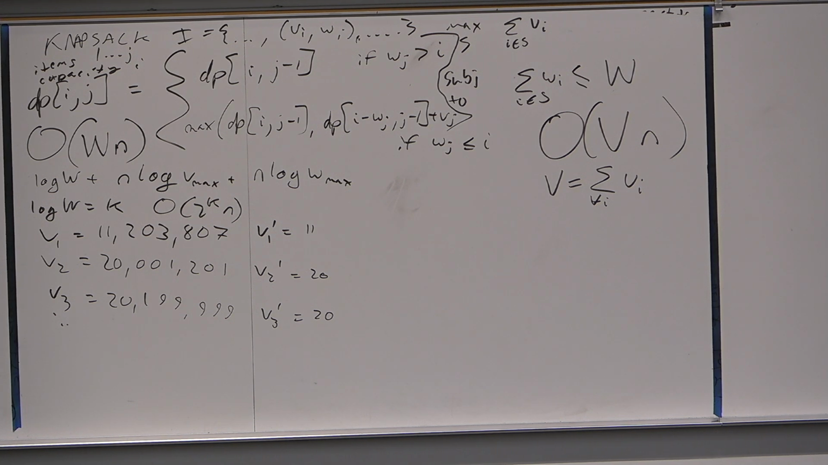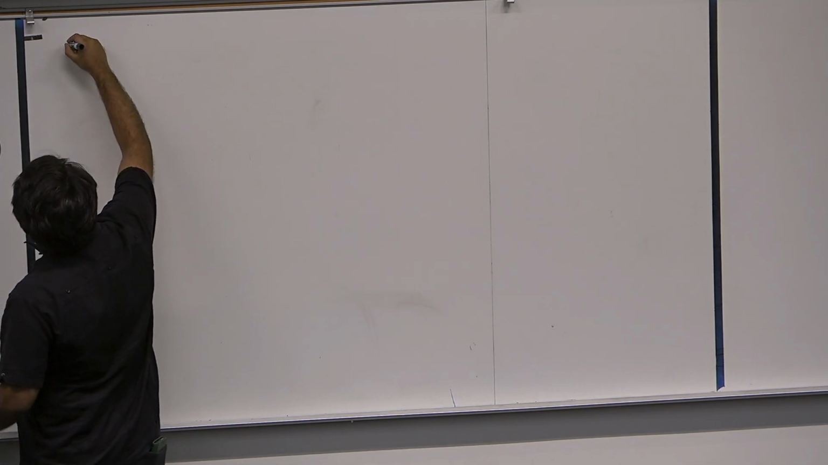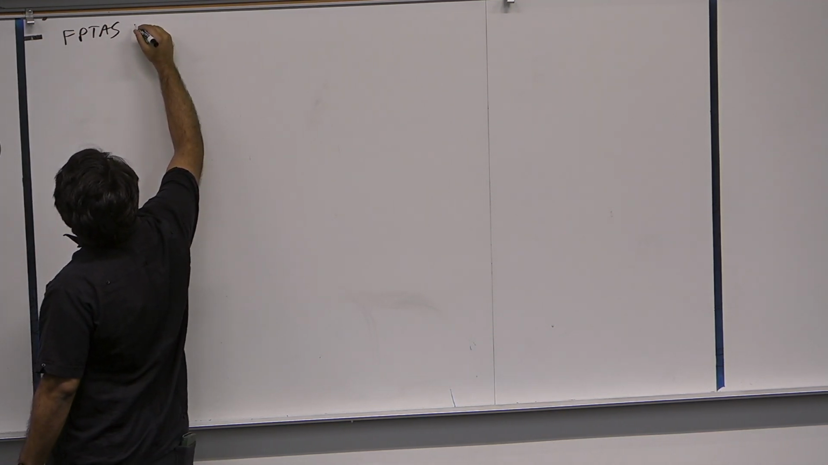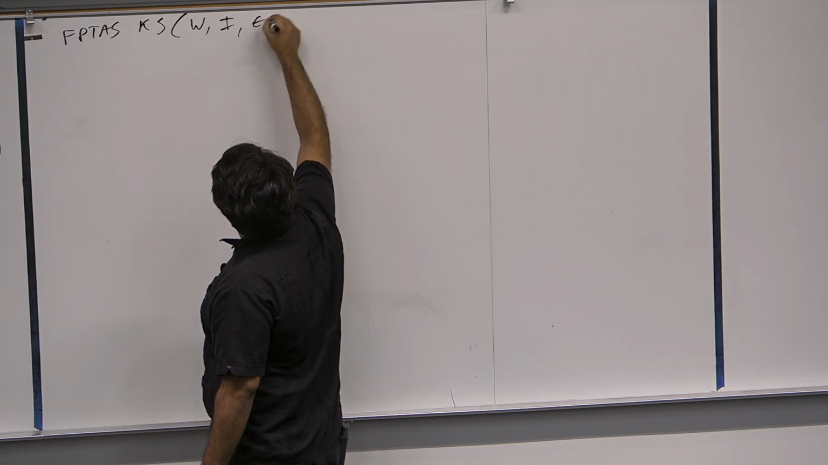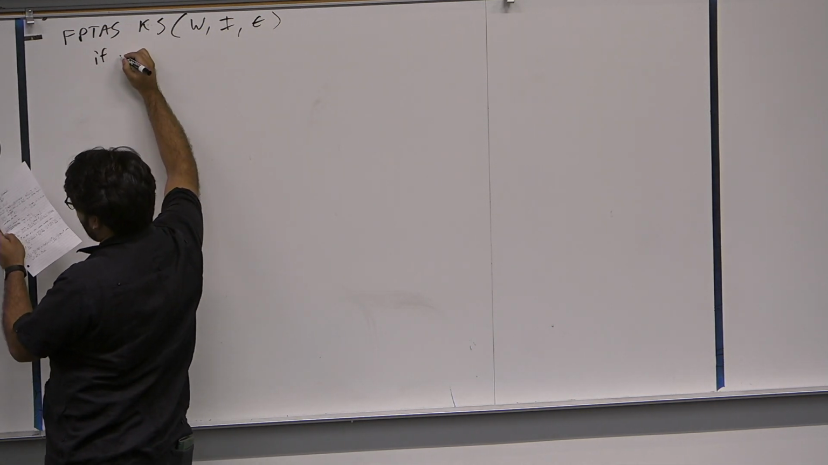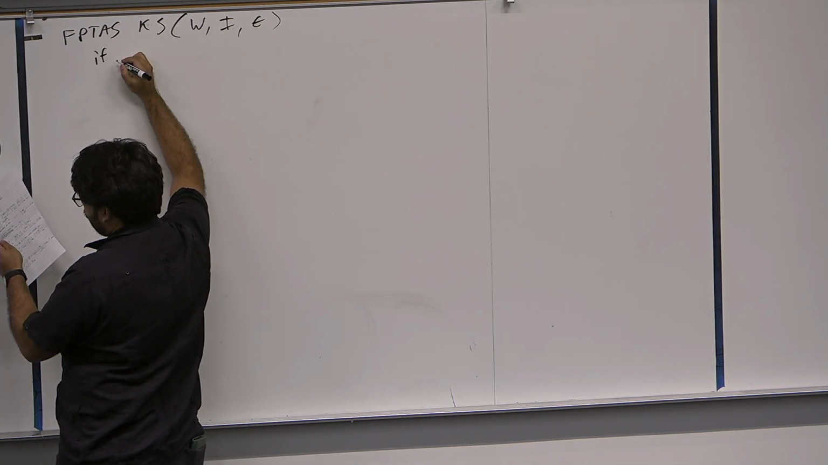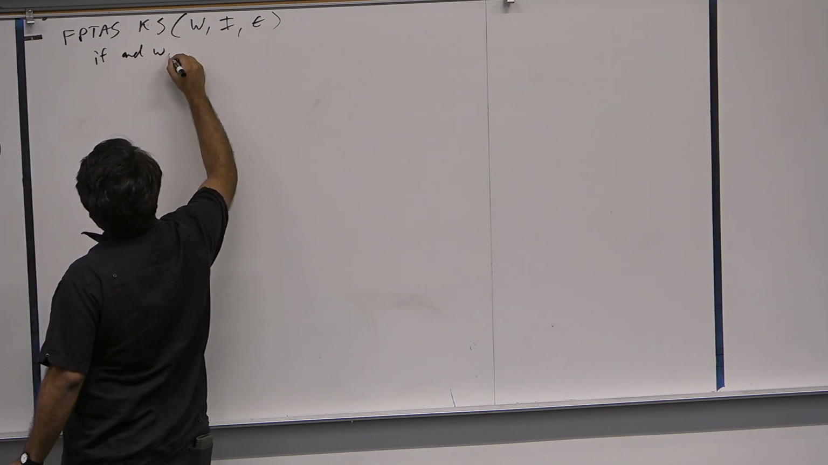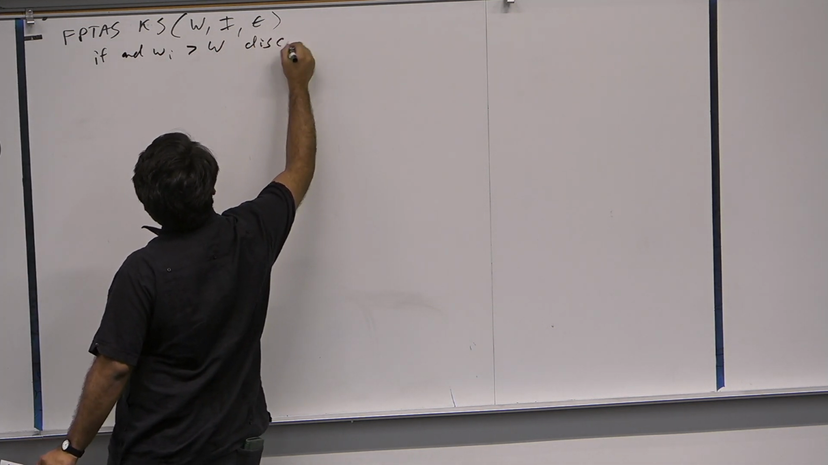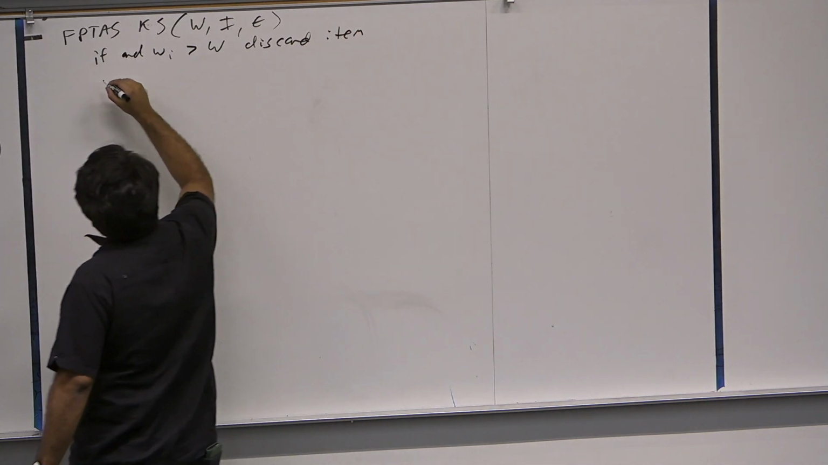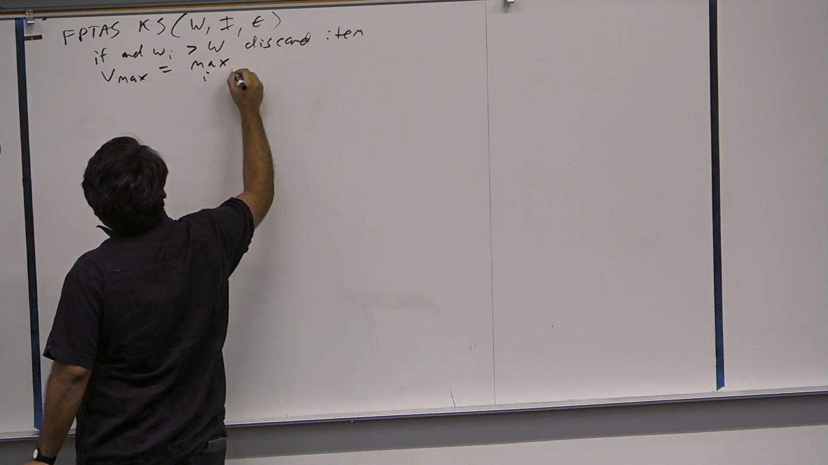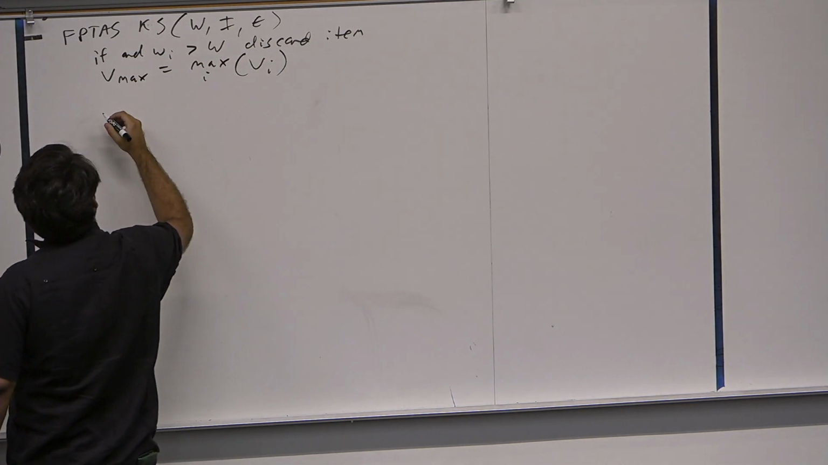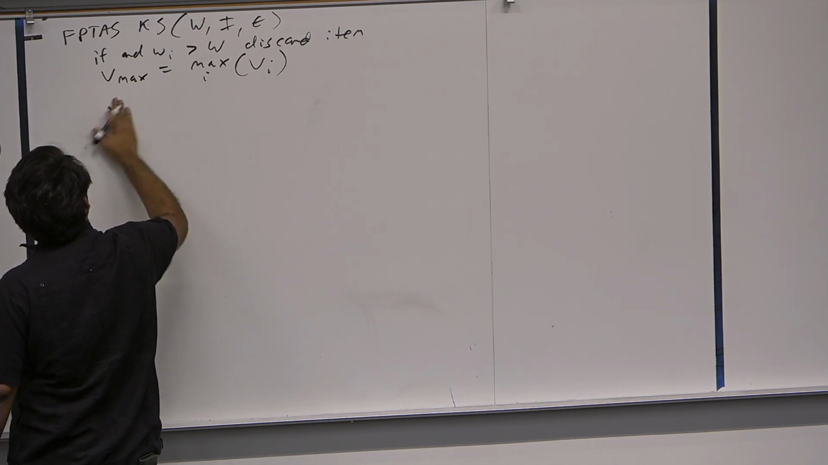Okay. Here is our FPTAS algorithm. On input wi, and then let's say some epsilon. If any wi exceeds w, discard the item. Set v max to be the max item weight, item value. And then we are rescaling all the values.